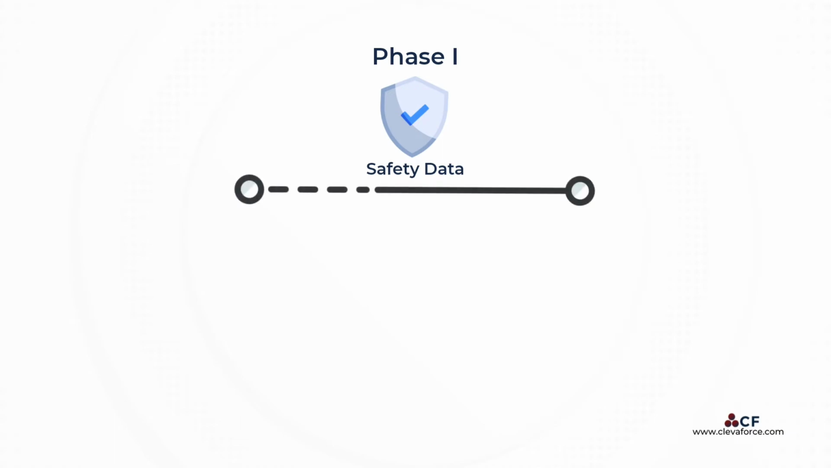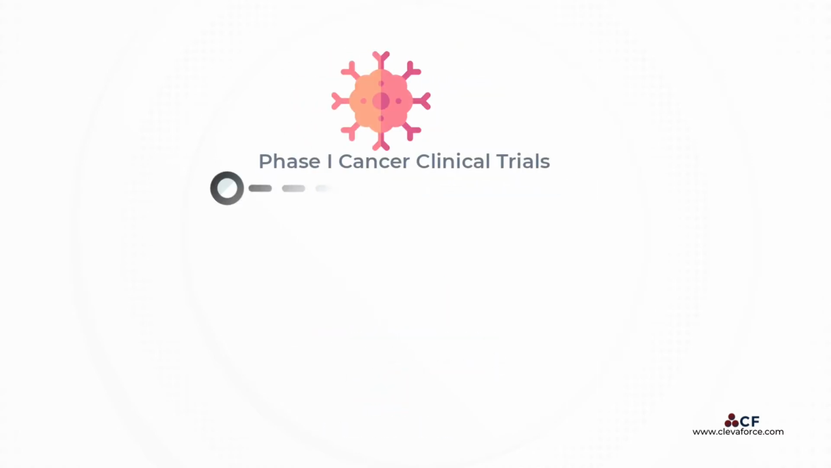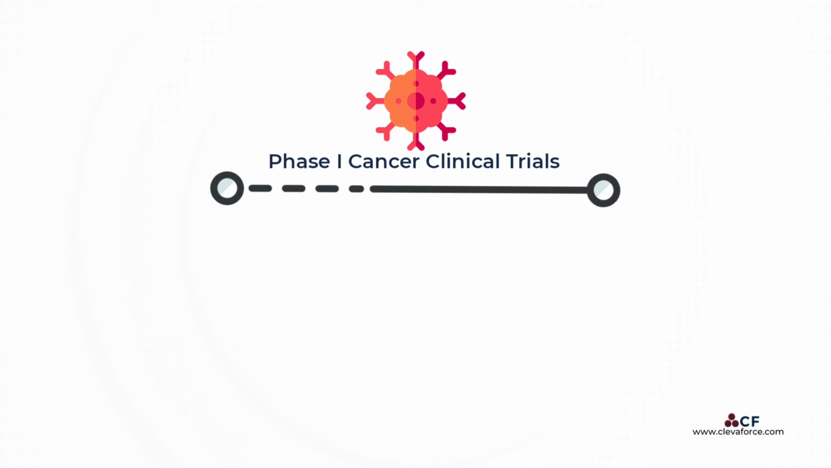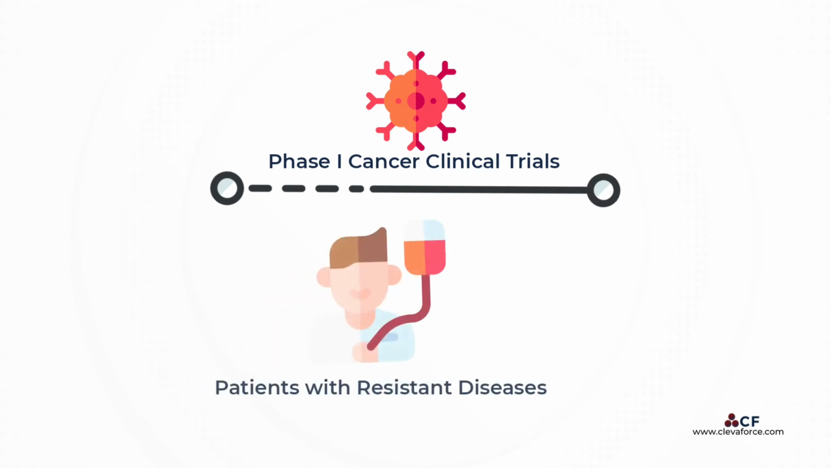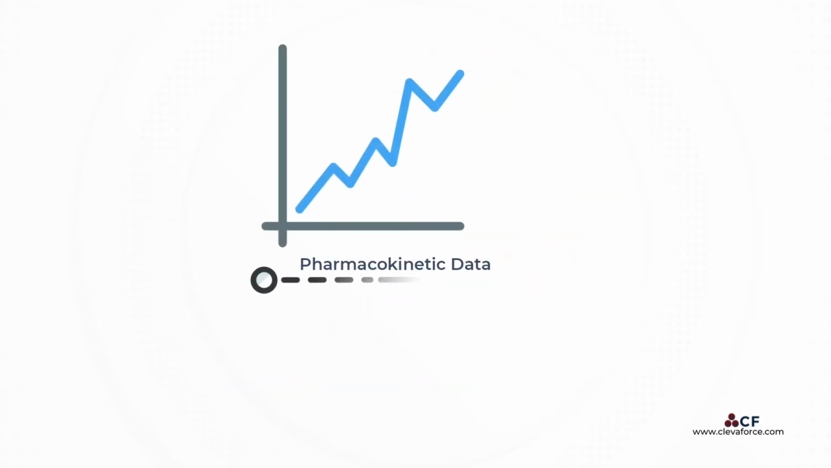As the focus of these studies is primarily safety of investigation rather than efficacy or effectiveness of treatment, the study subjects are frequently a small number of healthy volunteers. A notable exception occurs when a treatment that is designed to be administered in life-threatening disease is known to have severe toxicity. For instance, in Phase 1 cancer clinical trials, the treatment might be first tested in patients whose disease has proven resistant to all other therapies.